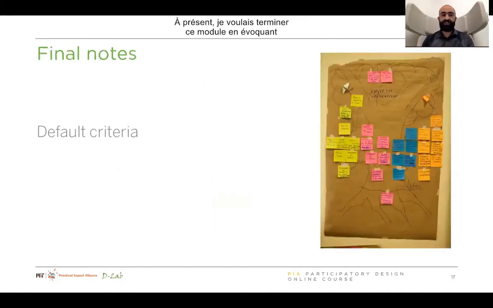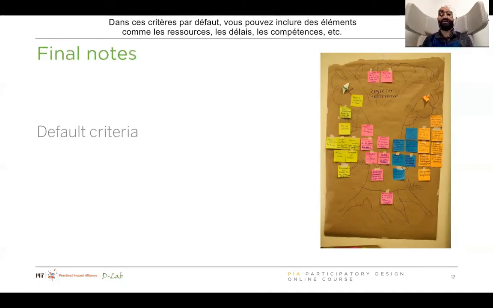Now, I wanted to finish this session by talking about some crucial aspects of the concept evaluation stage. The first one, I briefly touched and then emphasized, is the importance of the criteria. And I would encourage you to really think about dividing your criteria between the specific criteria and the default criteria or the general criteria, because those things really are going to define the feasibility of what you're doing. So in those default criteria, you may include things such as resources, time, skills, etc.